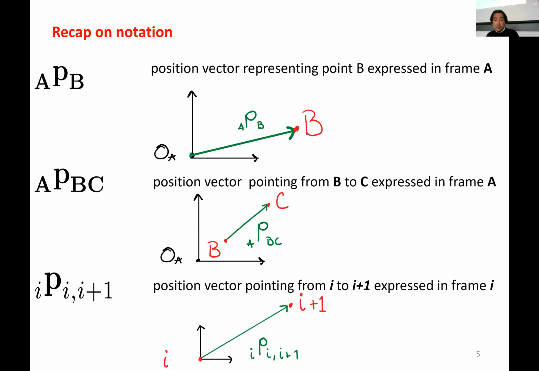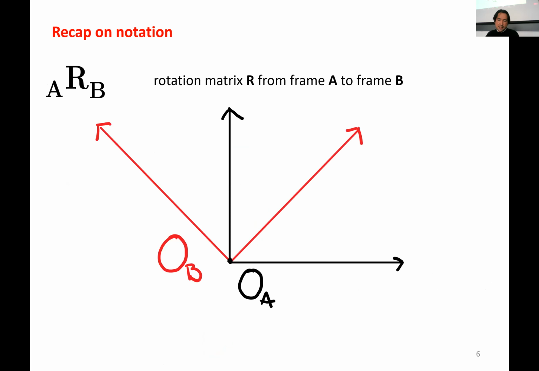And there's also this alternative notation, which I'm going to be using a lot today, because we're going to be moving along consecutive frames in a kinematic chain, and we add this comma here because it becomes really difficult to read if you don't separate the indices. So this basically reads as the position vector pointing from i to i plus 1 expressed in frame i. If you see this notation, don't be surprised. And then the classical one, just to give all the notation that I'm going to be using: this is the rotation matrix from frame A to frame B.